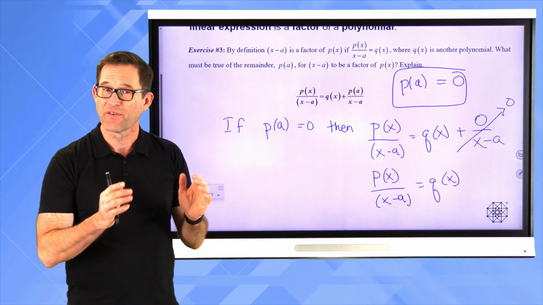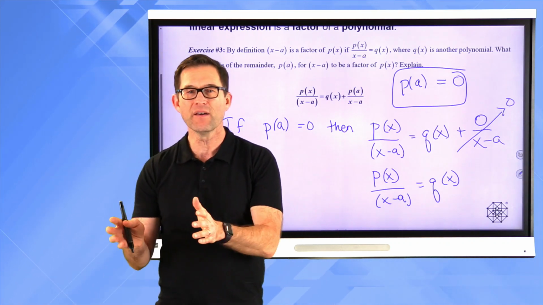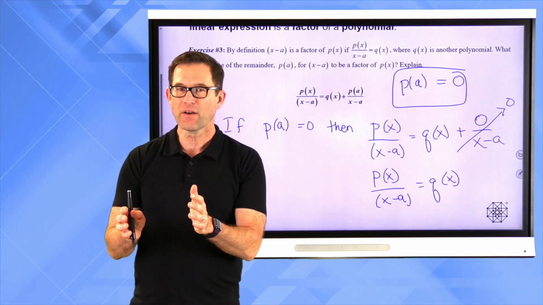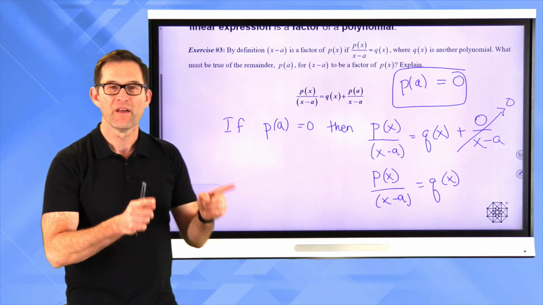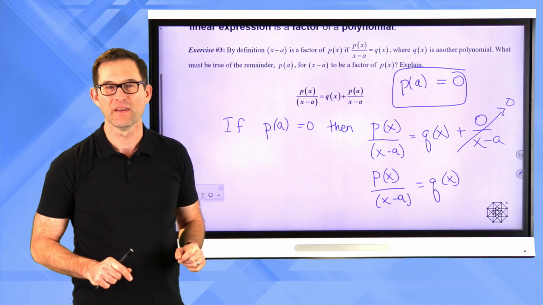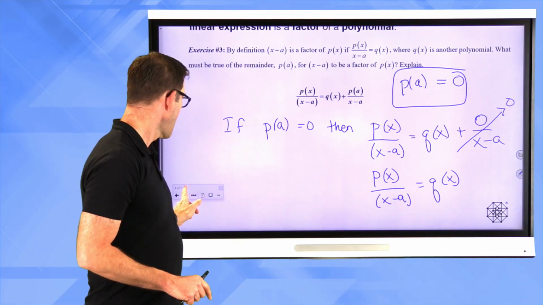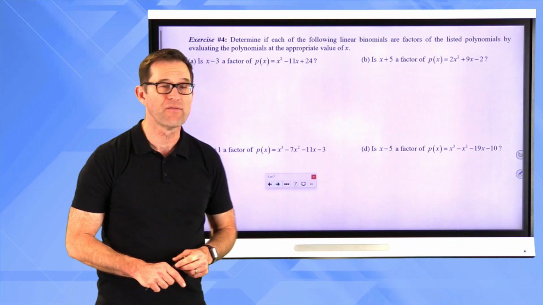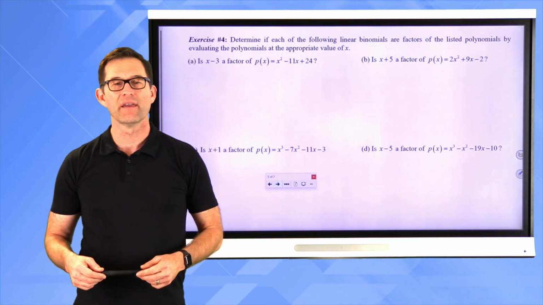Got that? So if x minus a is a factor, then p of a must be 0. And likewise, if p of a is equal to 0, then x minus a must be a factor. And that we use all the time in advanced algebra. Let's take a look in exercise number 4.